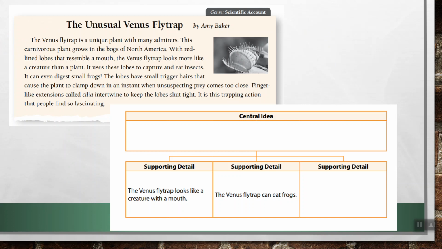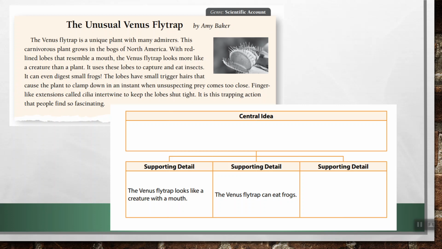The lobes have small trigger hairs that cause the plant to clamp down in an instant when unsuspecting prey comes too close. Finger-like extensions called cilia intertwine to keep the lobe shut tight. It is this trapping action that people find so fascinating. And now that we've read the passage, we want to think about what is the central idea of the paragraph and what details support this idea.